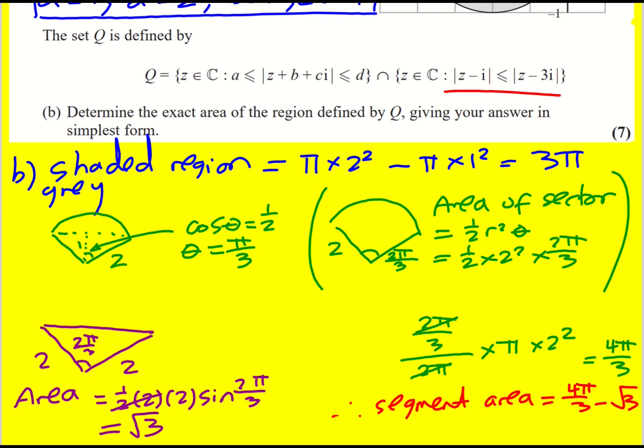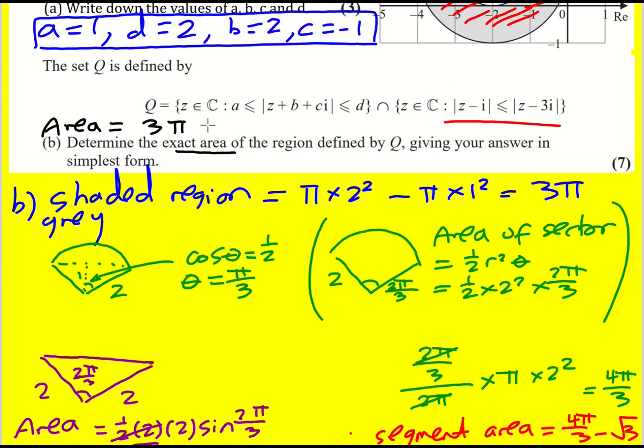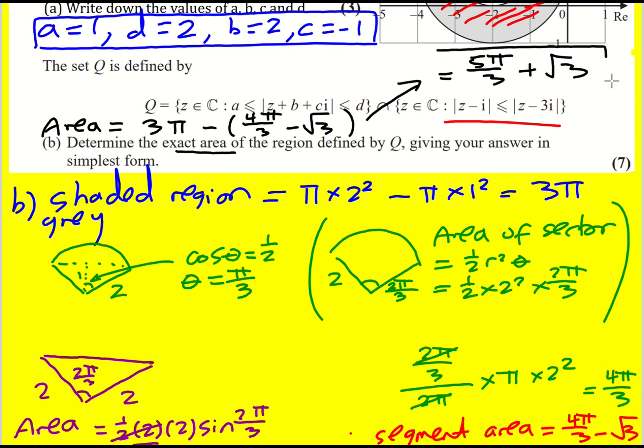So finally, the exact area of the region, well, it's going to be our 3 pi that we have from before, but I'm minusing the segment. So I'm minusing 4 pi over 3, and then I'm minusing root 3 from that. 3 pi is just 9 pi over 3, so I'm going to get 5 pi over 3. And then it's a double negative, so I'm going to be adding root 3. And that is our final answer. Really nice question.